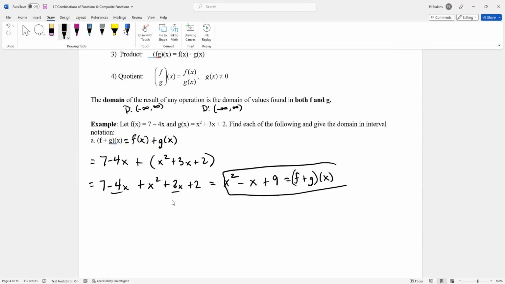Now, what is the domain of that function? Well, it is by itself a polynomial, so it is not restricted. It has minus infinity to infinity. And the two functions that composed or put this thing together were also all real numbers for its domain. So the domain of this resulting function is x is an element of negative infinity to infinity.